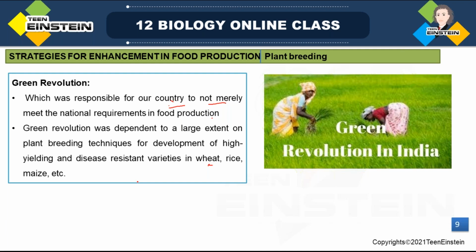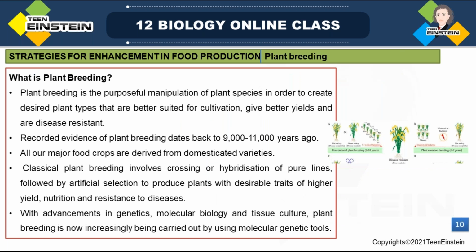Okay. Next, what does plant breeding actually mean? It is the manipulation or changing of plants to create better yield and to get a desired plant product or plant type. So plant breeding is a purposeful manipulation of plant species.